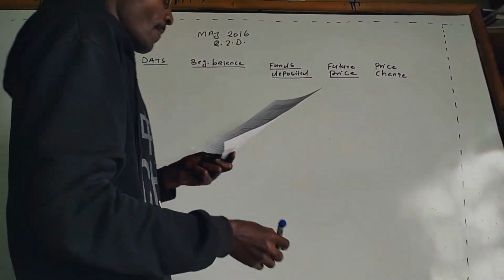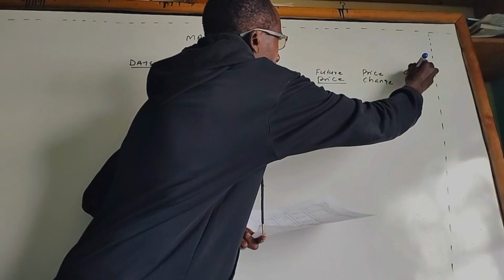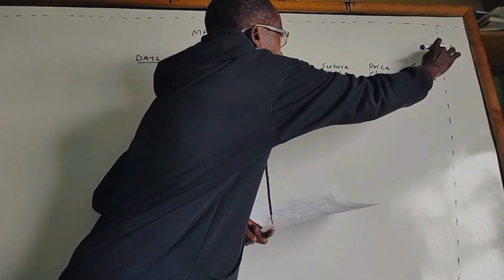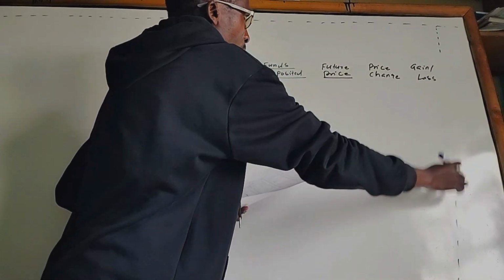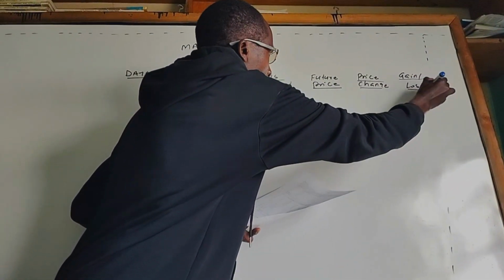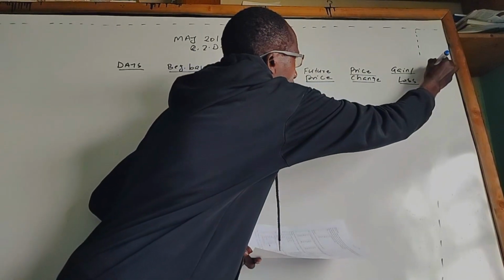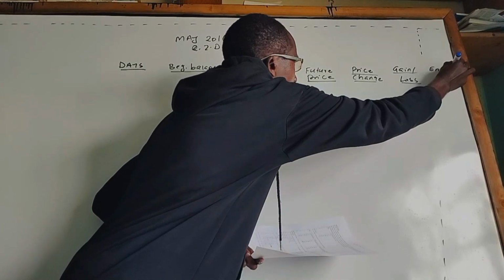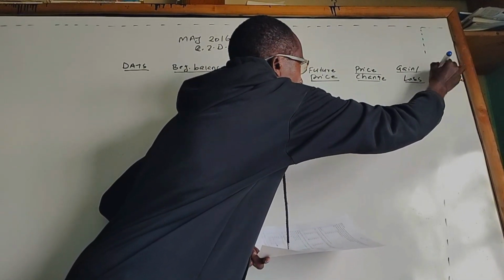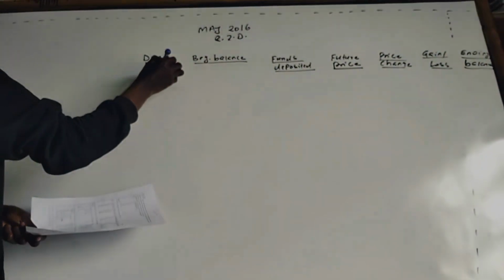In the other column there, then gain or loss. Gain, stop loss. Now the last column there, it has gone very far. The last column for me will be the ending balance. Ending balance. I don't know whether it is legible. Now that is what we have there.